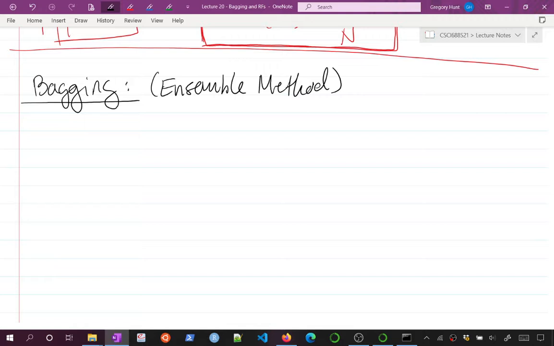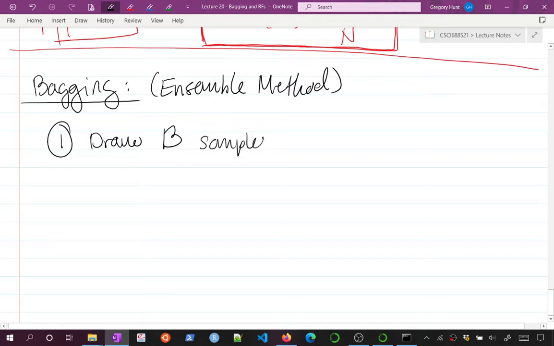So the idea with bagging is that, let me just write out the algorithm. Step 1 is I'm going to draw some number b, which is called bb for bagging, samples with replacement from my training data.